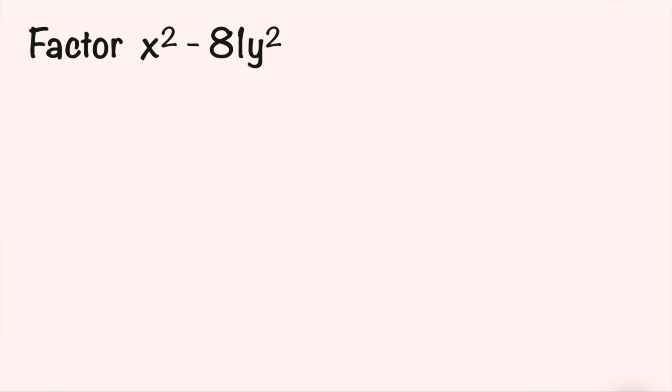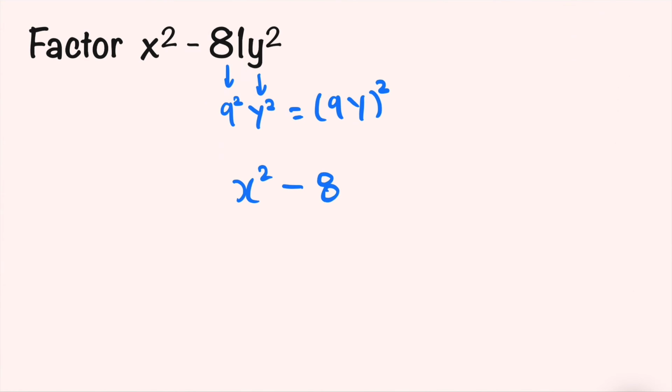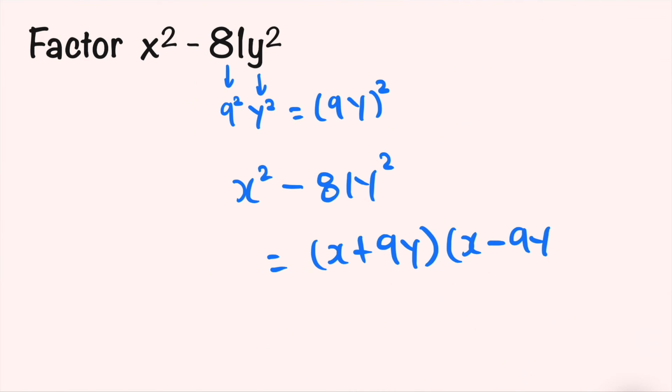To make it a little more complicated, we can throw a variable in the second term, but it actually doesn't make it any more difficult, because you can recognize that 81 is equal to 9 squared and y squared is the same as y squared, and this can be rewritten as 9y and all of that squared. That means when you factor x squared minus 81y squared, that's equal to x plus 9y times x minus 9y. 9y was found from over here by recognizing that 81y squared was the square of 9y. And that's how you do it.